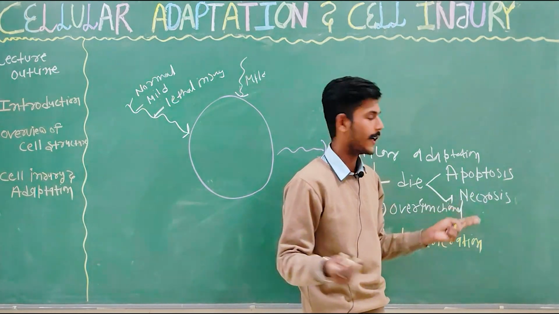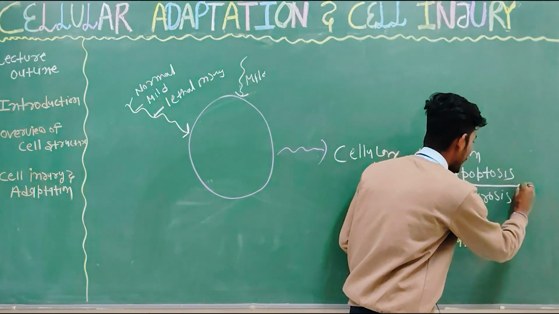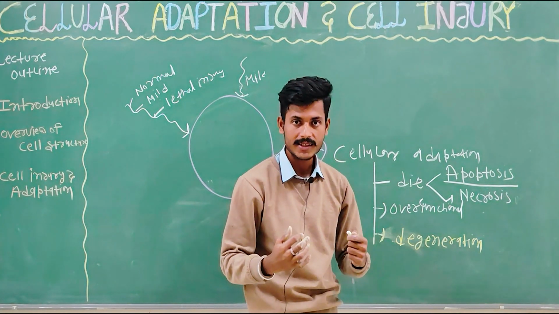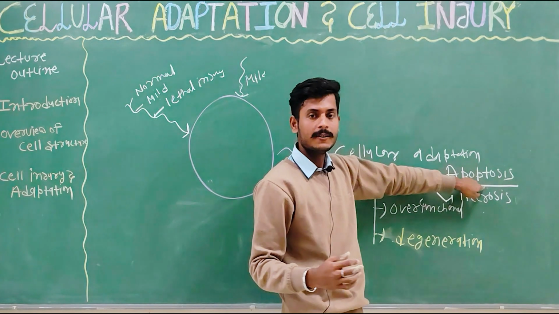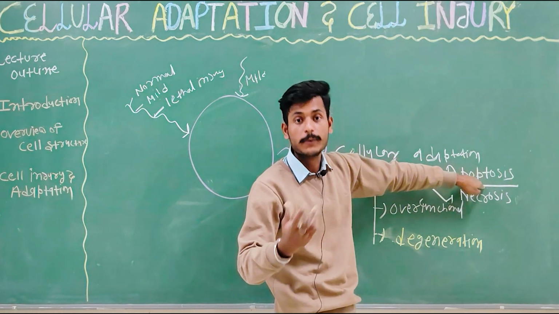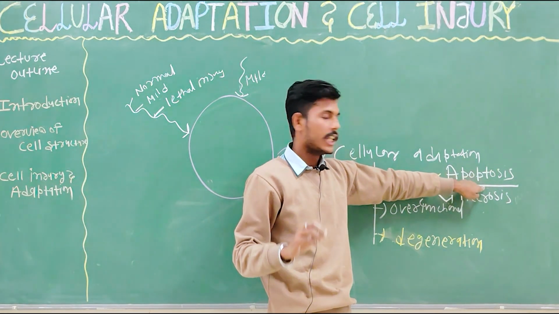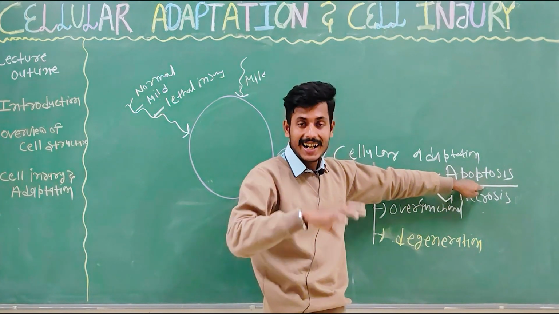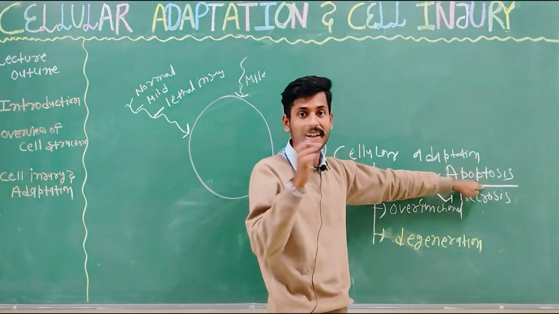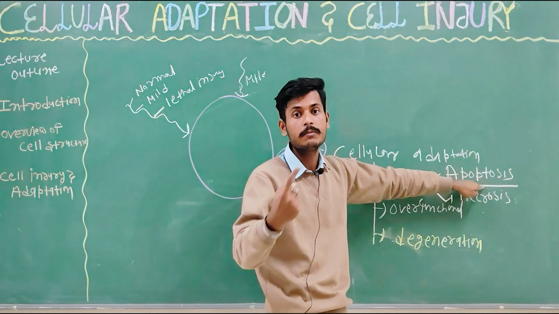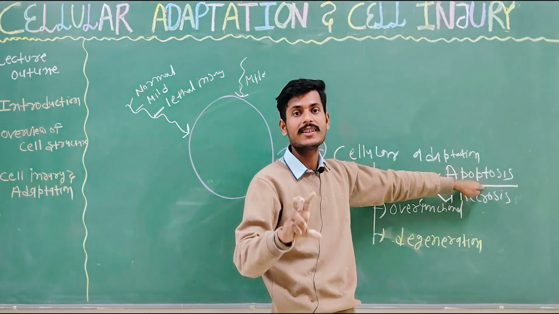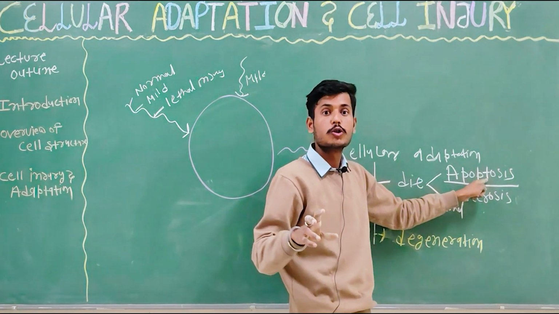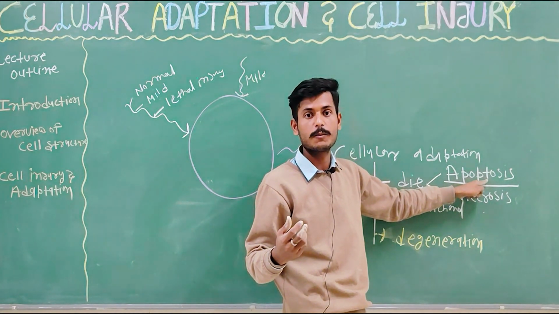Apoptosis is the cell's own phenomenon, meaning whenever any cell becomes abnormal, or becomes overfunctional, then there are other cells which direct those abnormal cells and make them die. This phenomenon is called apoptosis. Basically, it is a suicide of the cell.